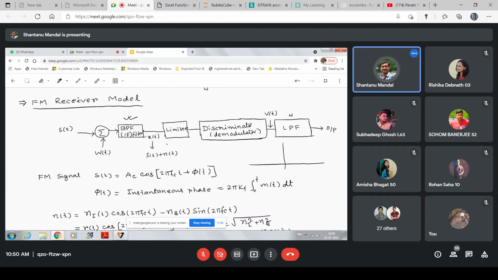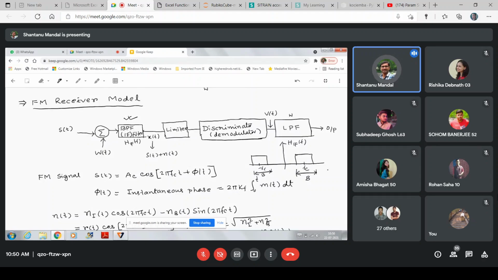The bandwidth is B, and this is FC, and this is minus FC, and this is B, and this is the transfer function H of f. Okay, so band pass transfer function.